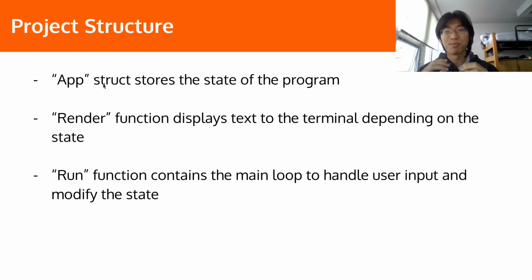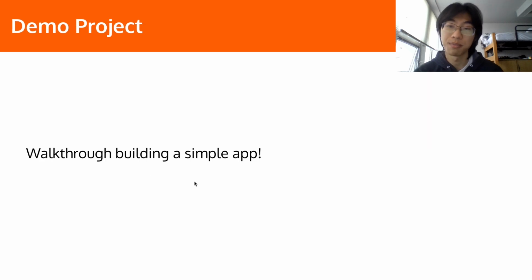But generally, we want to split our project into three parts, where we have an app struct. This will store the state of the program, so that's the data about our program. Remember, the actual UI holds no data. So render takes whatever's in our app and then displays that to the terminal. So these function completely independently. And then finally, we have a run function, which is the main loop of the program. And this will handle user input and change the state. So we'll have an app that stores data, render will display that data to the screen, and then run will change that data based on user input.